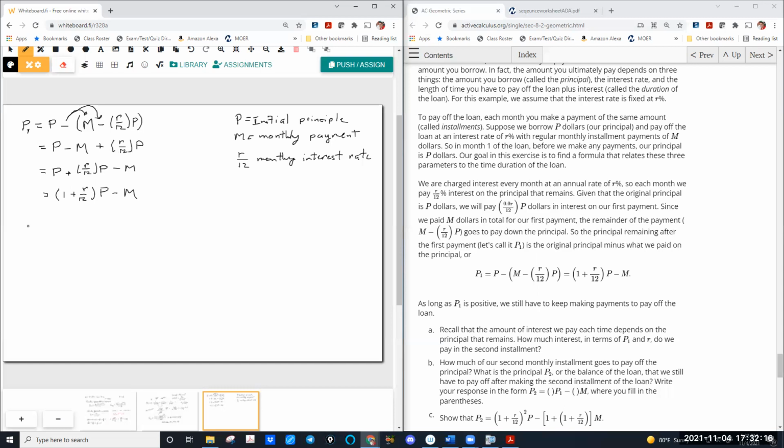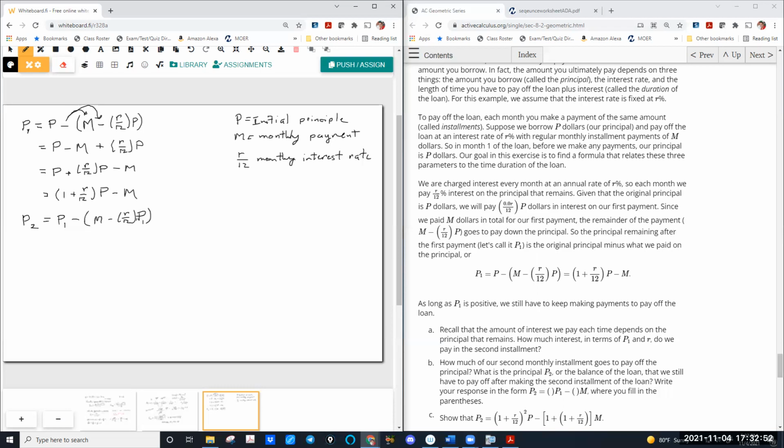Then, here's what's really cool about this. This is the pattern thing. The same thing is going to happen the second month. I'm not going to go through this; it's basically going to work out the same way. So the principal left after two payments is going to be the principal after one payment minus the amount of the mortgage that goes towards the principal, which is our monthly payment, less the amount we pay in interest, which again is now based on the principal after one payment.